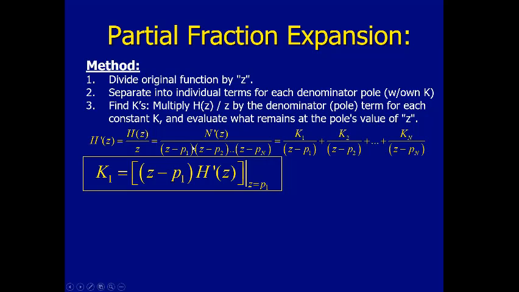Take that, that'll cancel one of the denominator factors. Take what remains, and replace z everywhere in that with the value of z that makes that pole go to 0, in this case P1. And this is actually how we find residues at each of these pole positions, which is the way we solve that complex contour integral that is in the inverse Z transform definition.